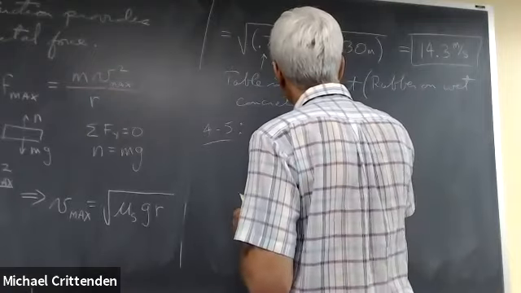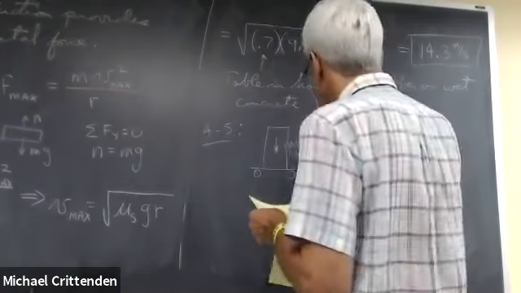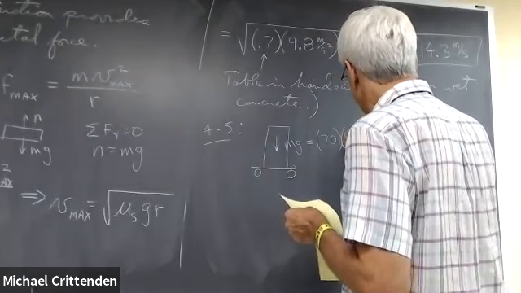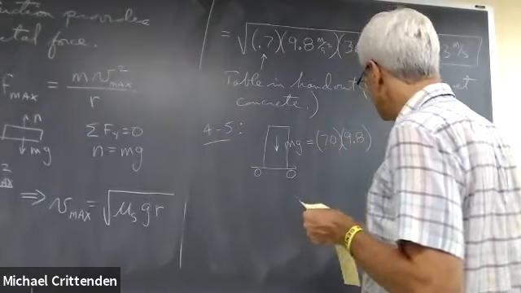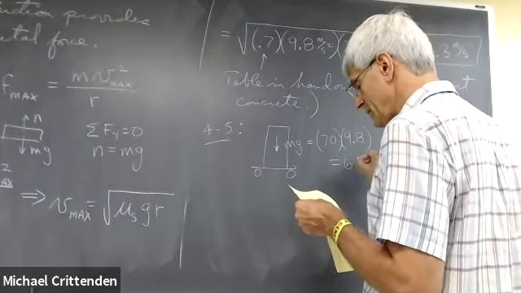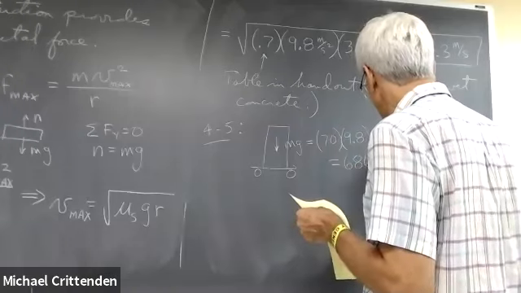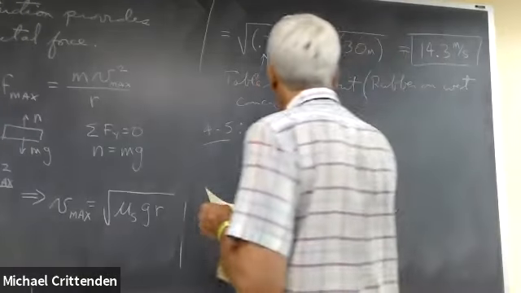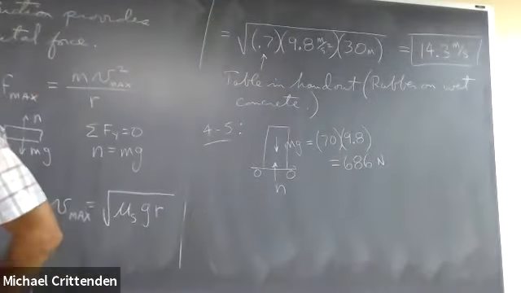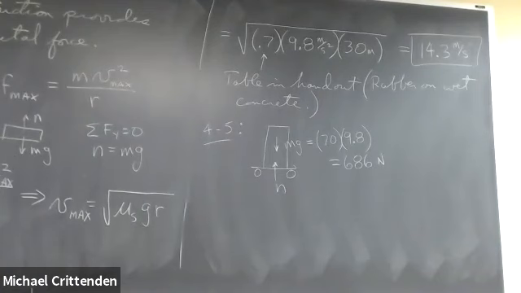The weight pulling down. 70 for the mass, 70 kilograms. 9.8 for the acceleration due to gravity. This person weighs 686 newtons. And pointing in the other direction, we have the normal force pushing up on the person's feet. And the normal force is what the question asks for. Find N.